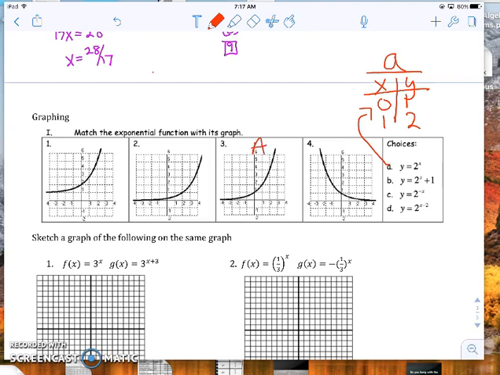2 to the x plus 1. Well, what's happened to that? It's moved up 1. So this has to be letter B. 2 to the negative x. So that's the opposite. So that must be this one. It's flipped. And 2 to the x minus 2, it moves to the right 2. So that has to be letter D.